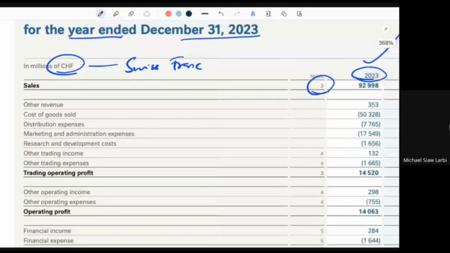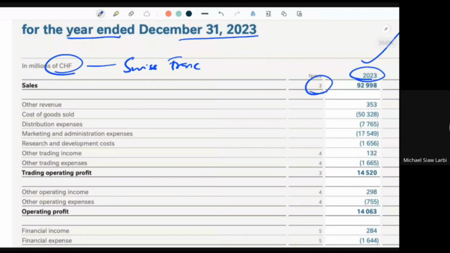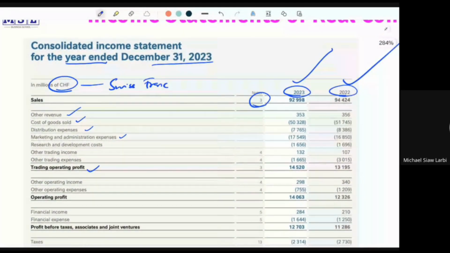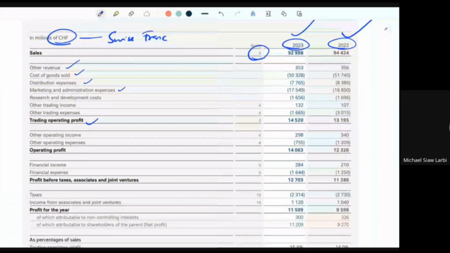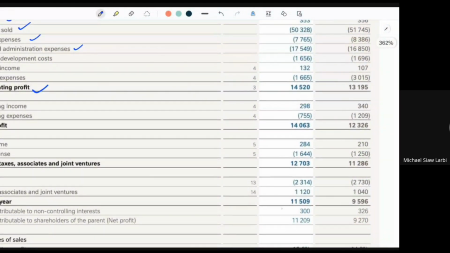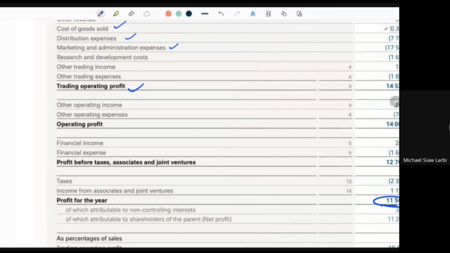They brought their other revenue. You can see they have a slightly different presentation. Other revenue, cost of goods, distribution expense, marketing, and so on, trading operating profit. Sometimes based on industry and jurisdiction, there might be a slightly different presentation. But the point remains the same. This income statement shows you Nestle's revenue and income and their expenses and any profit or loss. So Nestle made a profit for 2 consecutive years. Profit for the year.